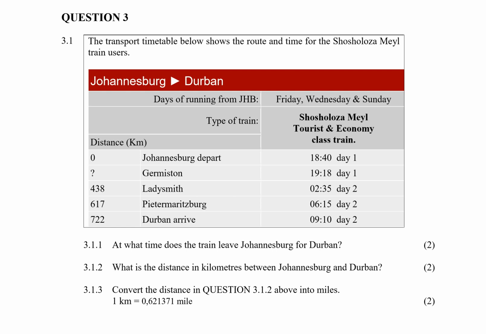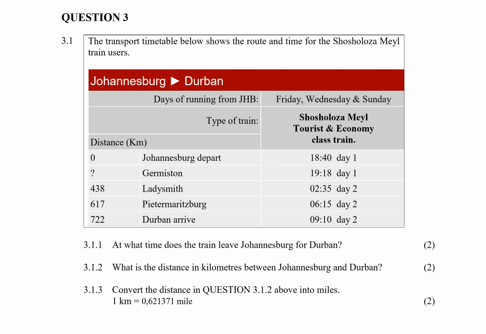You'll see that they've given you a transport table here in question 3.1 that shows the route and time for the Shosholoza Meyl train users. So they give you the times that the train departs each different town, and the distances are given relative to the distance from Johannesburg. And you'll see the time that it leaves from each town.